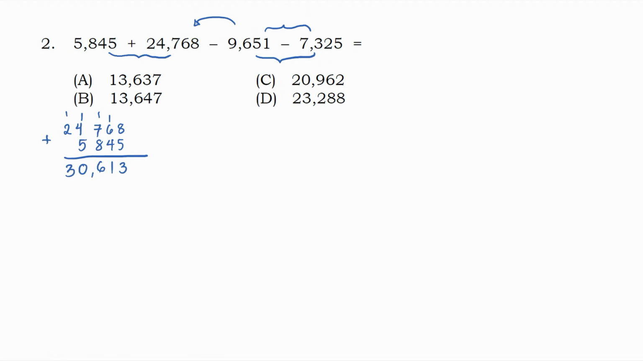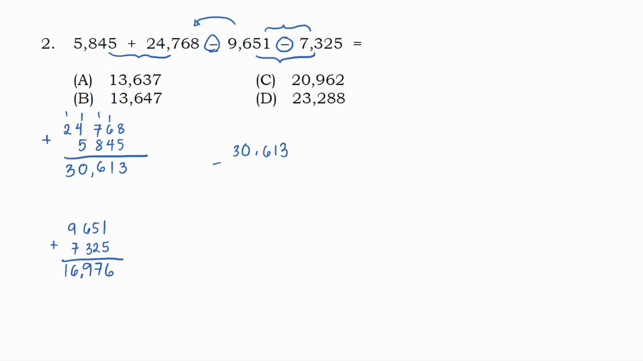So, 30,613. And then, next, pag-add naman natin yung 9,651 plus 7,325. So, kasi negative to and negative to, so ipagsama mo lang yung dalawang negative or ipag-add mo lang yung dalawang negative. Tapos, lagyan mo siya ng negative sign later. So, 6, 7, 9, and 16. Ayan.